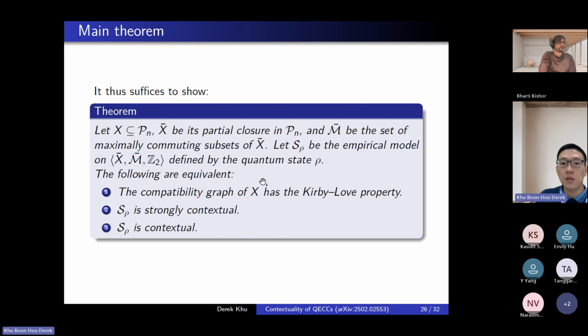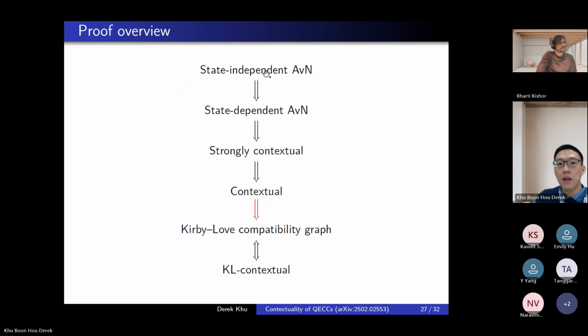With that lemma, it suffices to show that these three conditions are equivalent: given any subset X of Pn, and M bar defined the same way as before, if your compatibility graph has the Kirby-Love property, then you are strongly contextual and you are contextual, and all of these three properties are the same. The high-level idea of this proof is to show that these conditions are all the same, even if we don't take partial closure.